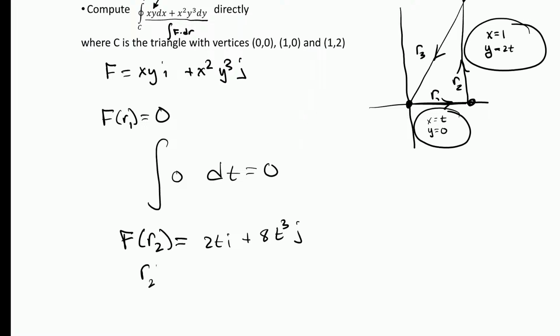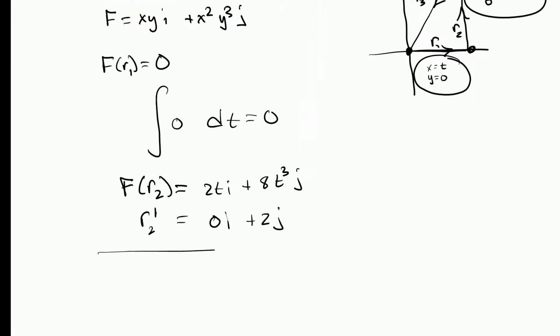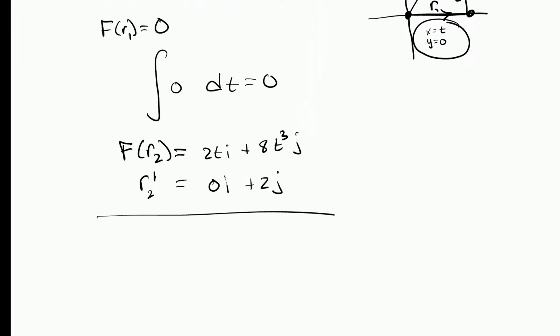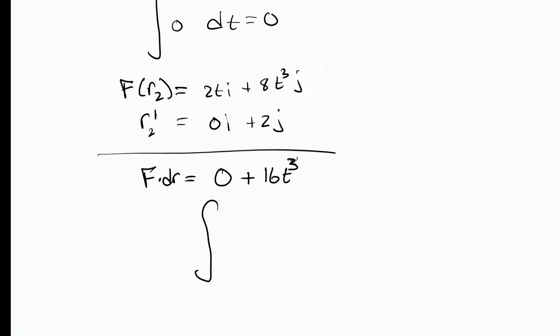And then r2 prime, I'm just taking the derivative of that stuff up there, is 0i plus 2j. And then I do the dot product of those, and so f dotted with dr is going to be 0 plus 16t to the third. So now I just do the integral from 0 to 1 of 16t cubed dt, which is just 4t to the fourth.